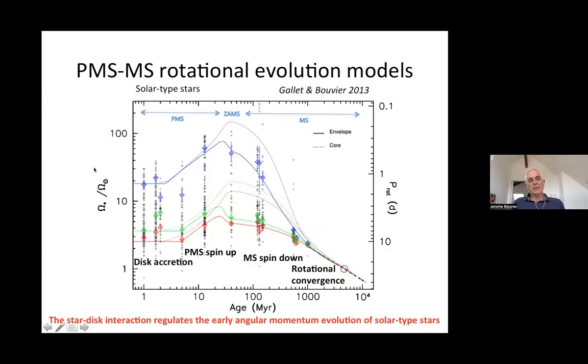Another reason is that this star-disk interaction probably regulates the angular momentum evolution of young stars. I'm not going to detail this plot. This is rotational velocity as a function of time. This is the sun here, and these are Pre-Main Sequence stars. And during the Pre-Main Sequence phase, even though they are contracting and accreting, and therefore should spin up, they don't spin up, these stars. And we think the reason they are prevented from spinning up lies in the star-disk, the magnetic star-disk interaction. So in order to understand this evolution, we have to understand the star-disk interaction process.